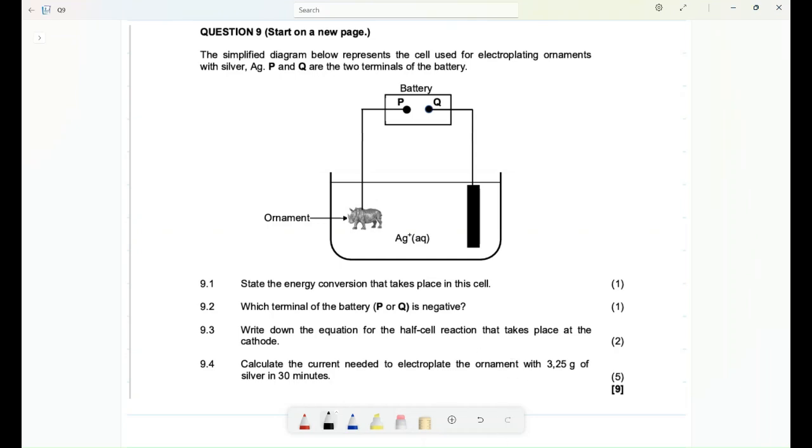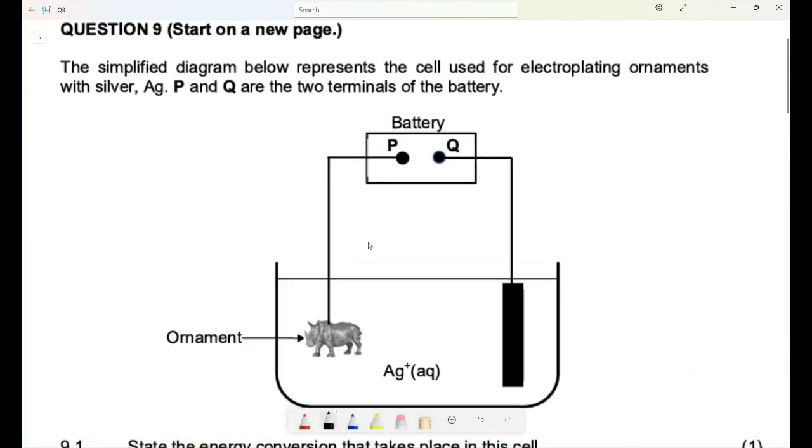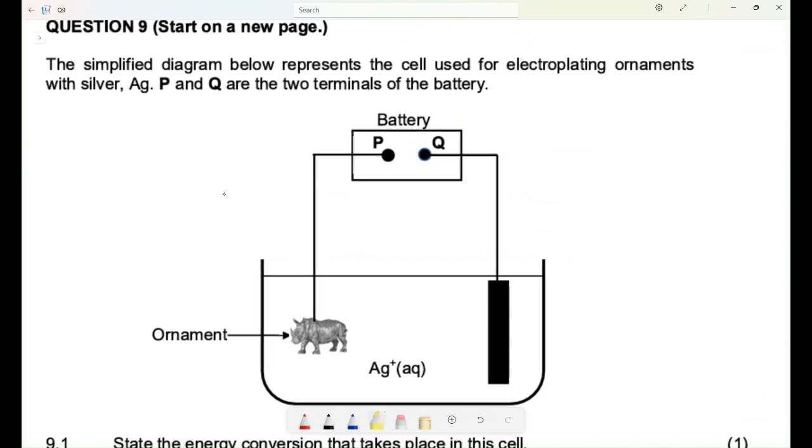Now let's deal with the last part of this question paper. Okay. Now, electroplating. Now the simplified diagram below represents the cell used for electroplating ornaments with silver. P and Q are two terminals of the battery.